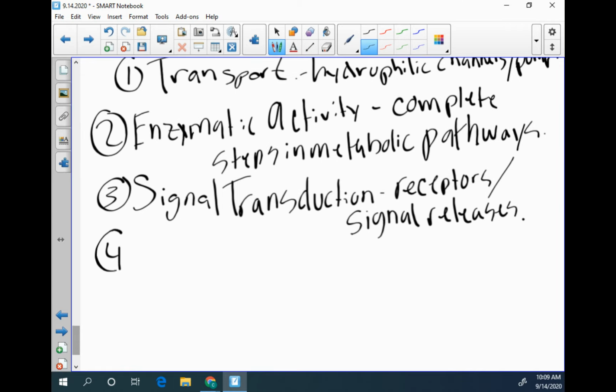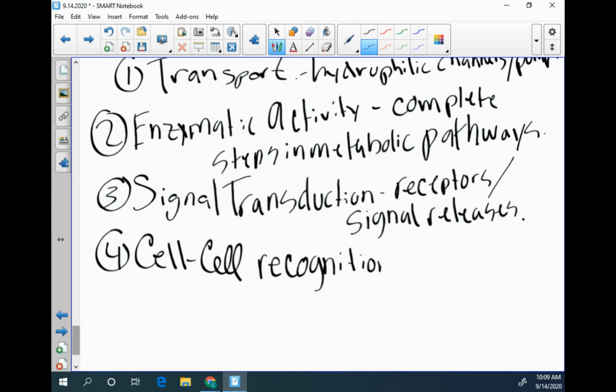Number 4 is cell-to-cell recognition. So proteins that act as ID tags. That's like the antibodies on the outside of your blood cell that tell you whether or not you have A, B, O, positive, negative blood. Those are all proteins that exist on the outside of a cell that help any organism recognize that cell as self or as foreign, so the immune system can attack it if it is foreign.